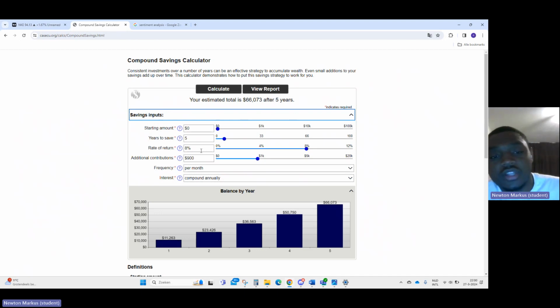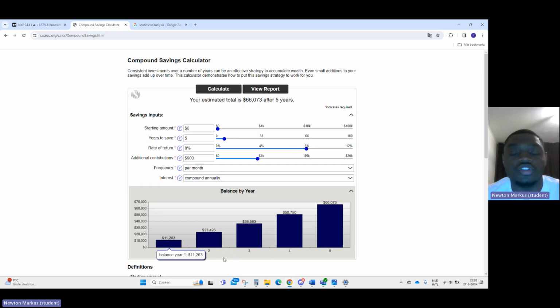If you look for a fund that gets an 8% annual return, and you put $900 into that fund every month, and you want your interest calculated annually on the monthly investment that you make, then this chart gives you a calculation of how much money you would have after the 5 years.